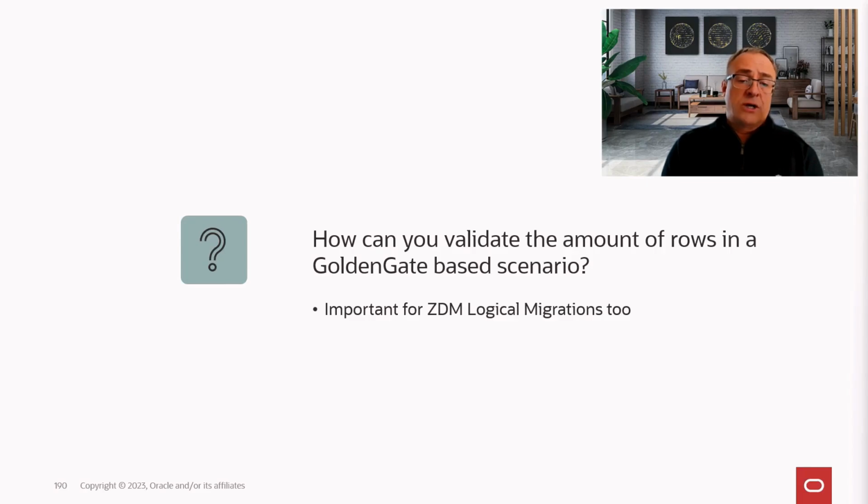Zero downtime migration with logical online migrations. First, what does ZDM logical migration mean? At the beginning, it uses Export Data Pump and Import Data Pump. So here we can use the previous method to validate the amount of records. But it isn't really helpful because after the initial load with Data Pump, GoldenGate will sync the source and target database. How can I do a row count in this environment then?